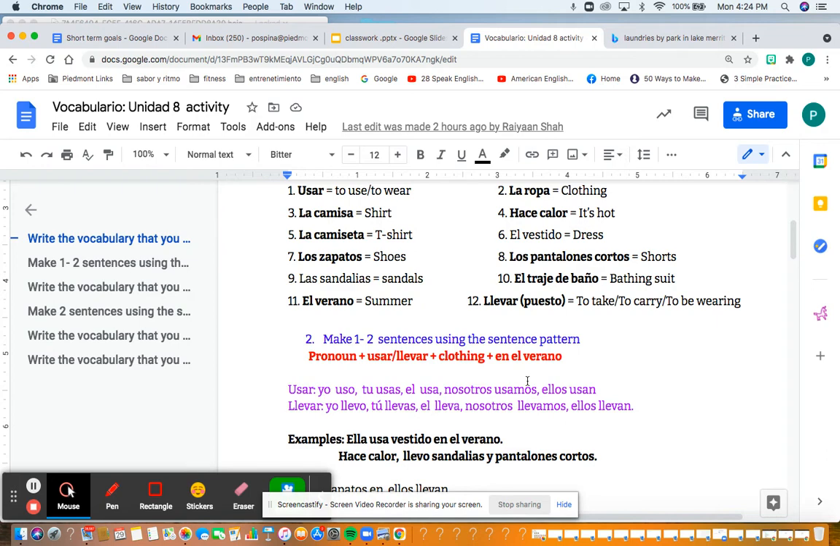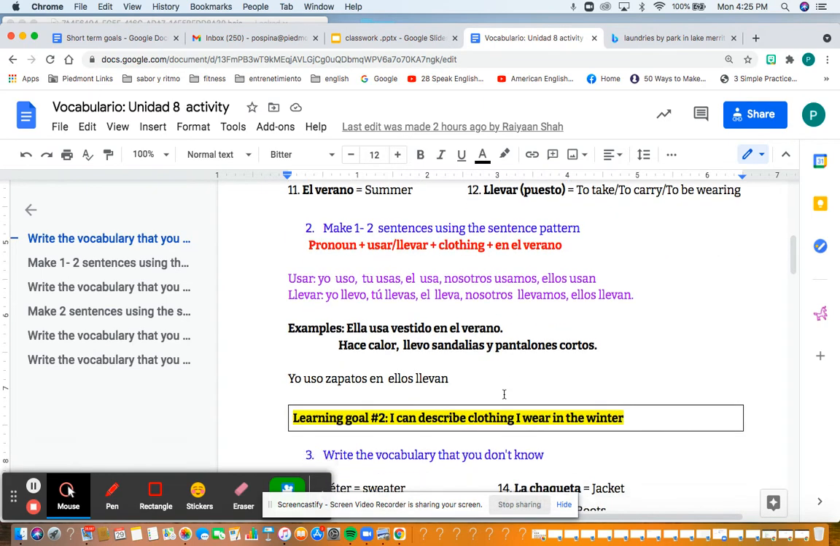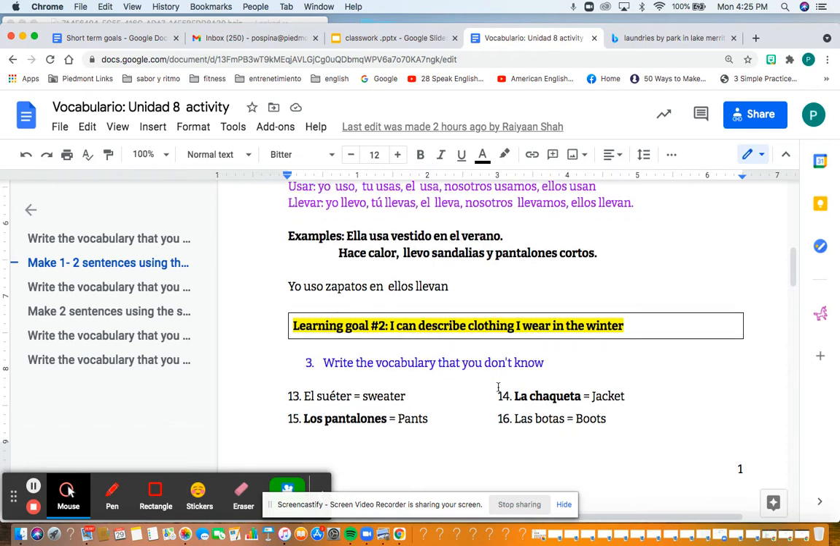Here you also have the conjugations. For usar, you have the conjugations in purple: yo uso, tú usas, él usa, nosotros usamos, ellos usan. Then we have yo llevo, tú llevas, él lleva, nosotros llevamos y ellos llevan. So go ahead and try to create one to two sentences. If you need more time, go ahead and pause the video.